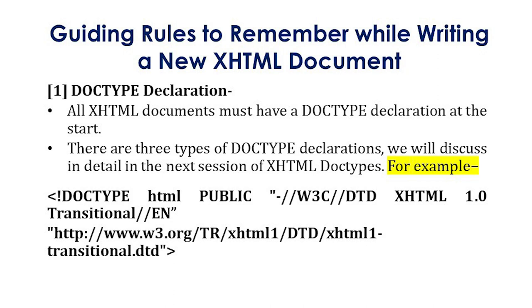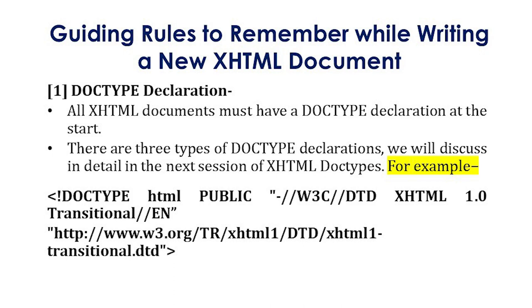As in the previous slide we have discussed, doctype declaration is mandatory. XHTML documents must have a doctype declaration at the start. There are three types of doctype declarations. We will discuss in detail in the next session on XHTML doctype. For example, the doctype which is used in an XHTML document is mentioned here.